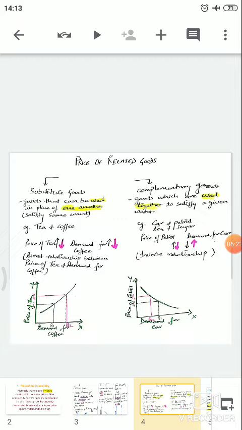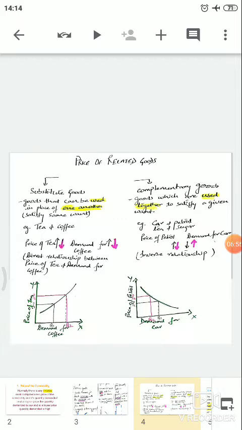Now, these two goods have the same type of use. That means they will satisfy the same want. All right. Now, if you are thirsty, you can either have water or you can have Pepsi. Both will serve the same function. So these are called the substitute goods. Now, there is a direct relation between the price of the commodity and the demand for its substitute goods.